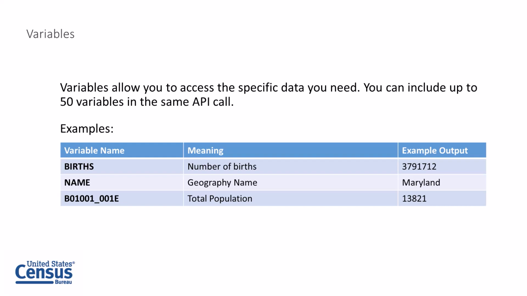As an example, the variable births would provide you data for the number of births. The variable name would give you results for the geography name, such as Maryland. However, because there are so many variables in larger data sets such as the American Community Survey and Decennial Census, they used code-based naming conventions. As an example, B01001_001E is a variable name that gives you data results for the total population. Later on in the course, Amanda will talk more about the meaning behind this code-based system.